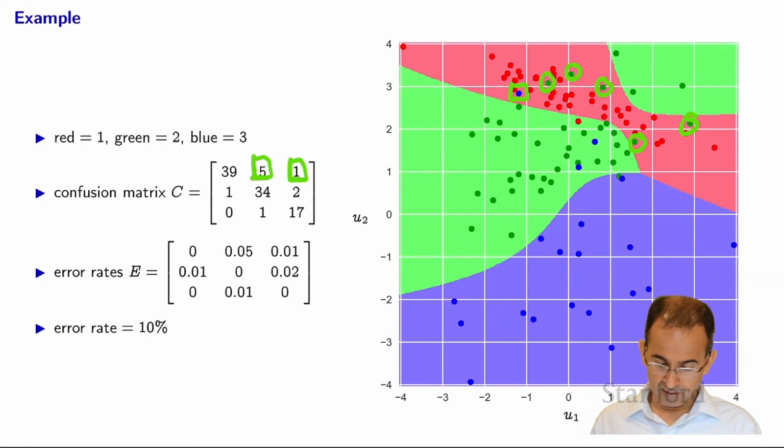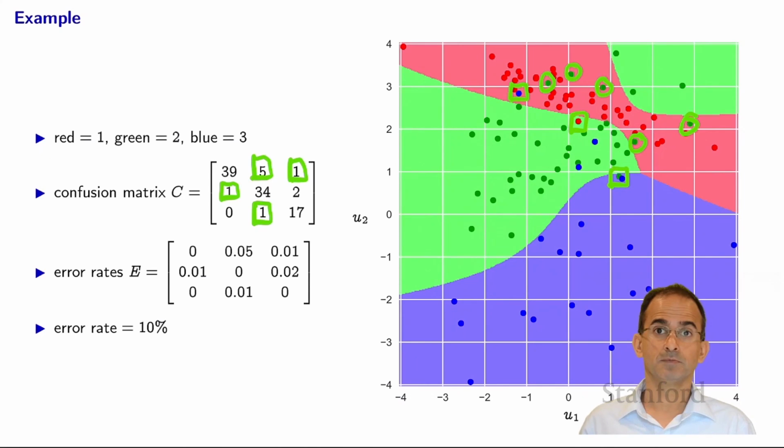There's a red point that we are predicting as green. There, that's this error. And there's a green point that we're predicting as blue. That's this point right there, and that's this error. All the other points are correctly classified.